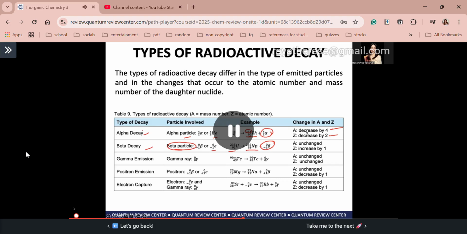So, another technique, let's look at the change in the atomic number and the mass number of the daughter nuclide. So, for the neptunium daughter nuclide, the mass number, or A, hindi nagbago. It is unchanged. But its Z, or atomic number, increased by 1 compared to the uranium atom. Okay? Next, for gamma emission, the particle involved is a gamma ray.